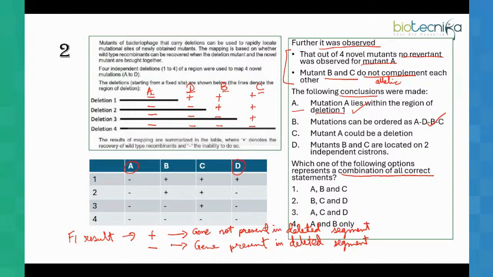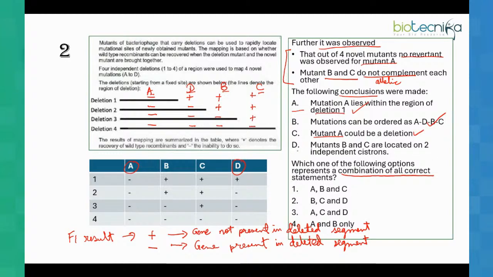Right? So when the A mutation cannot be reverted, what all mutations cannot be reverted? There is transversion, and definitely deletion, like larger deletions, they can't be reverted. So statement C says that mutant A could be a deletion, that is correct.